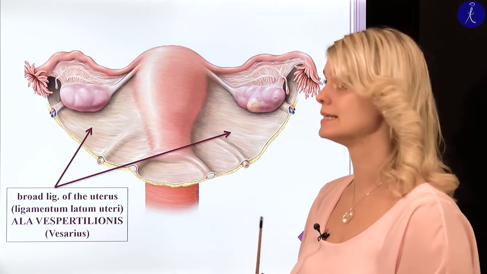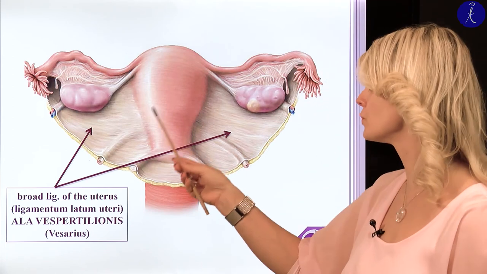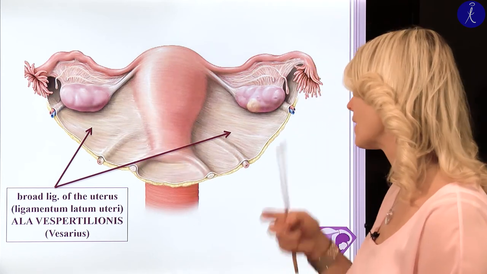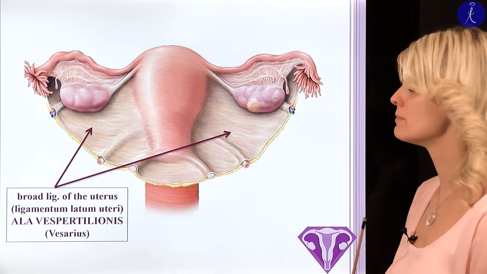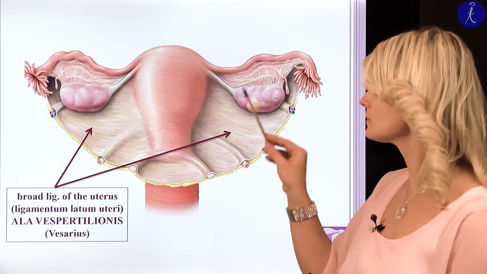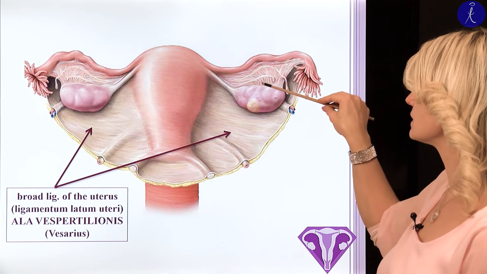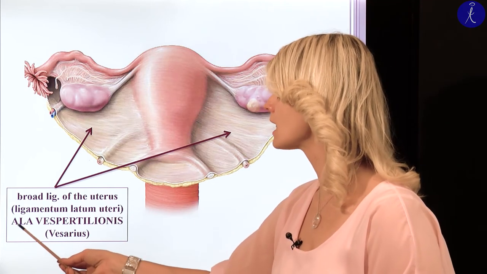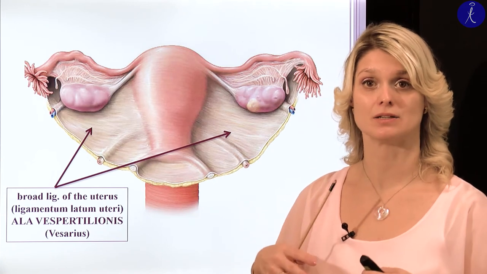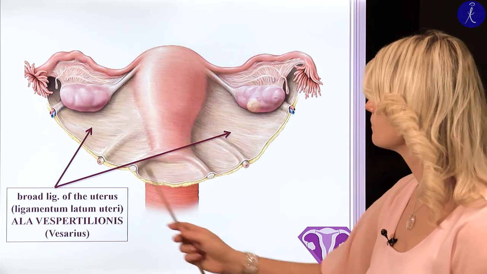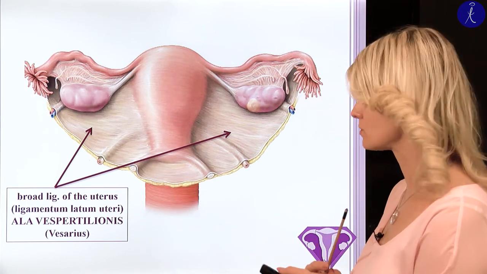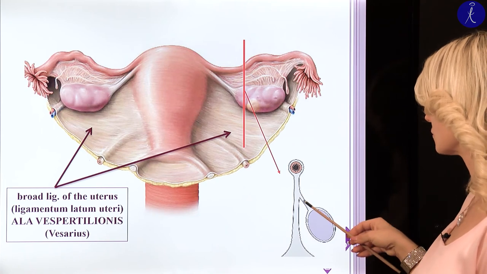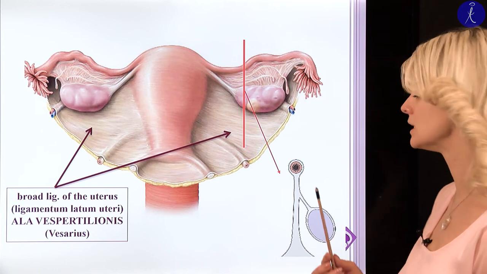Finally, at the end of the description of the uterus, I would like to show you those ligaments which help in the fixation of the uterus to the wall of the pelvis. The broad ligament of the uterus, I mentioned, is the double layer of the peritoneum, which will cover the fallopian tube, fix the ovary, and cover the body of the uterus too. Vesalius wrote that this is like an ala vespertilionis, the wing of the bat, you know, it was so similar. That's why this was the original name of this very special structure. If we do a section in this direction, I can show you the position of the different parts of the broad ligament of the uterus.